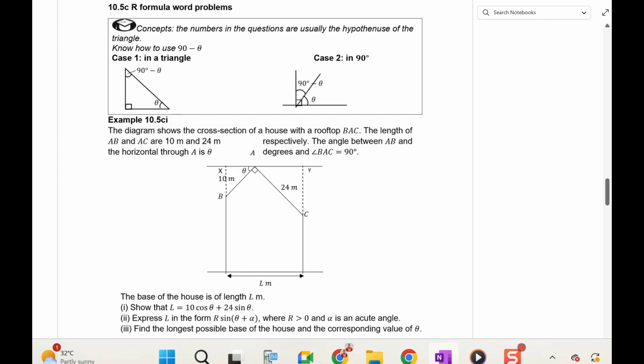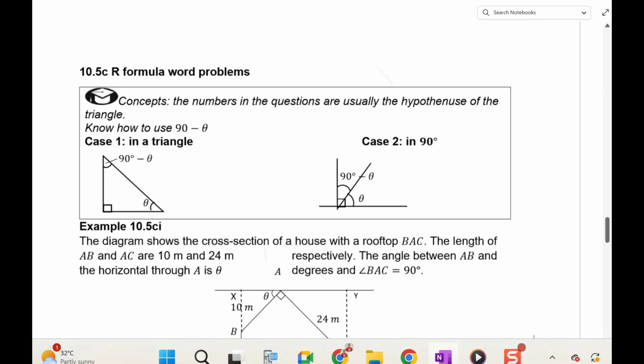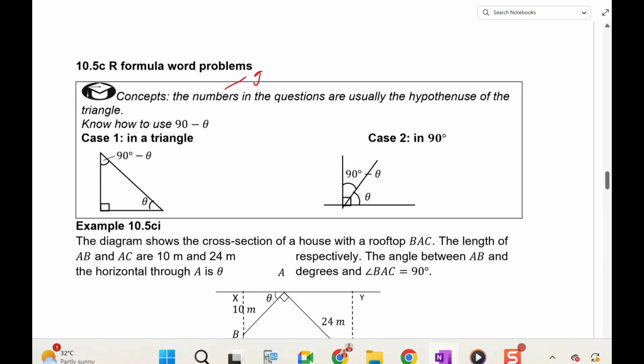This next section, we'll be using our formula to solve word problems. And in this kind of questions, we usually need to apply trigo concepts because we'll be dealing with a lot of triangles. So the first concept to know is that the numbers, or rather the given lengths in the questions, are usually the hypotenuse of the triangle. And now the second concept to know is to know how to use 90 minus theta.